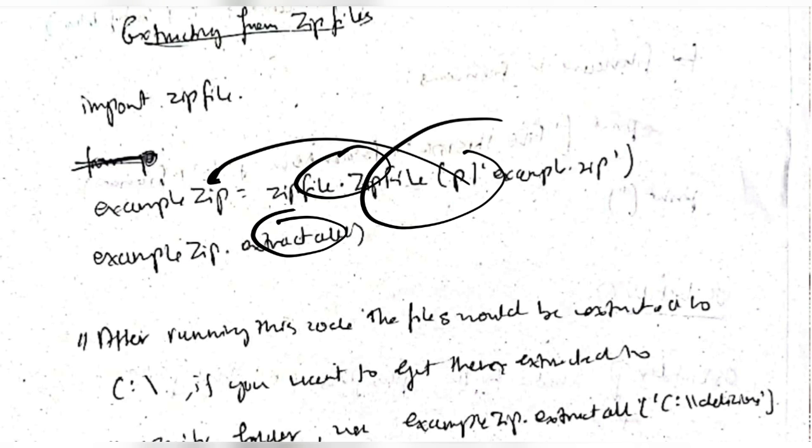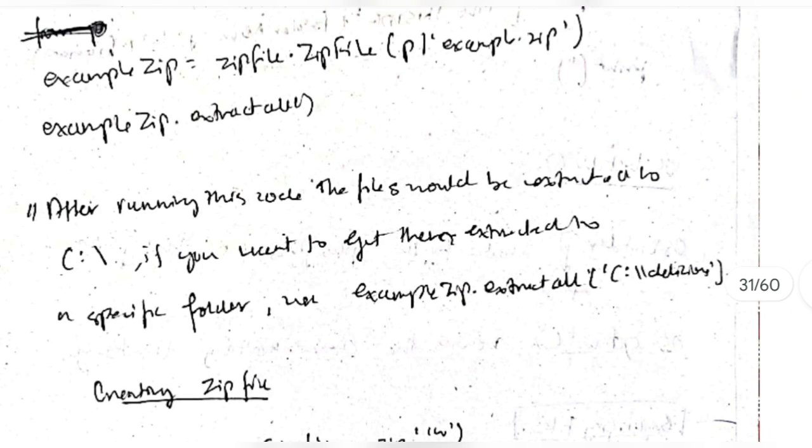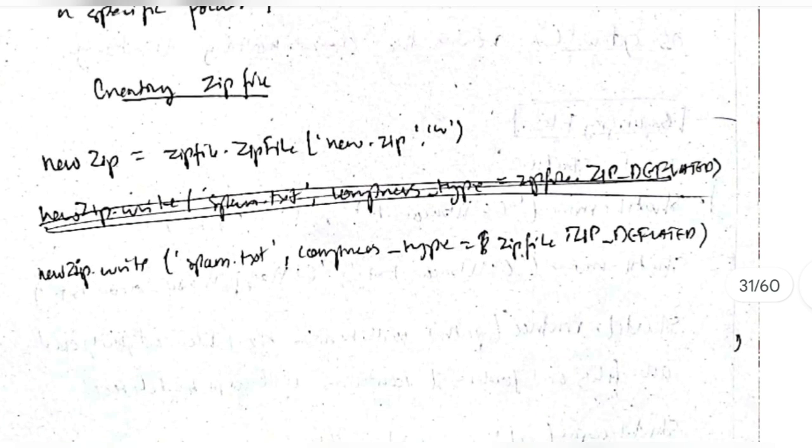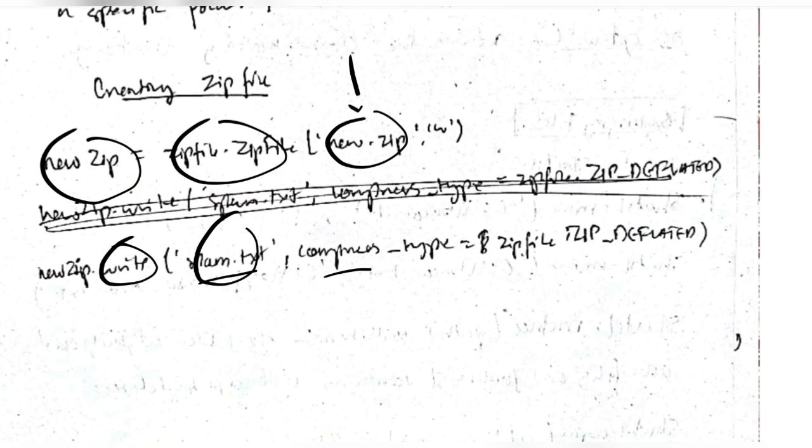And how do you extract? First you do this, then extractall, the same as the previous one: create an object, and using that object call extractall. If you want to extract to a specific directory, you specify the directory path inside extractall. The next one is creating a zip file. Here, zipfile.ZipFile with the new zip file name, and after that you write whatever files you want to include in that zip file. So it will create a zip file of them.